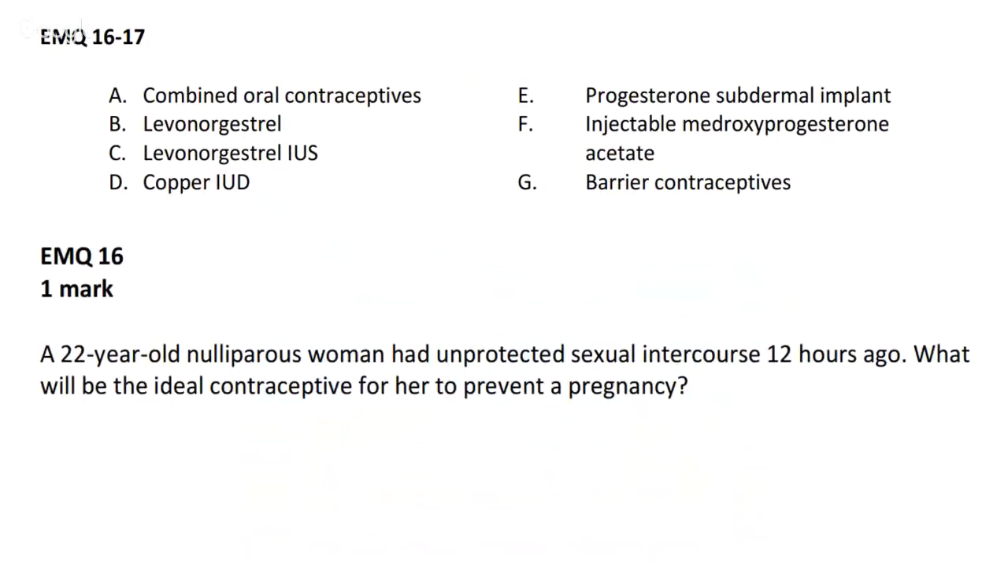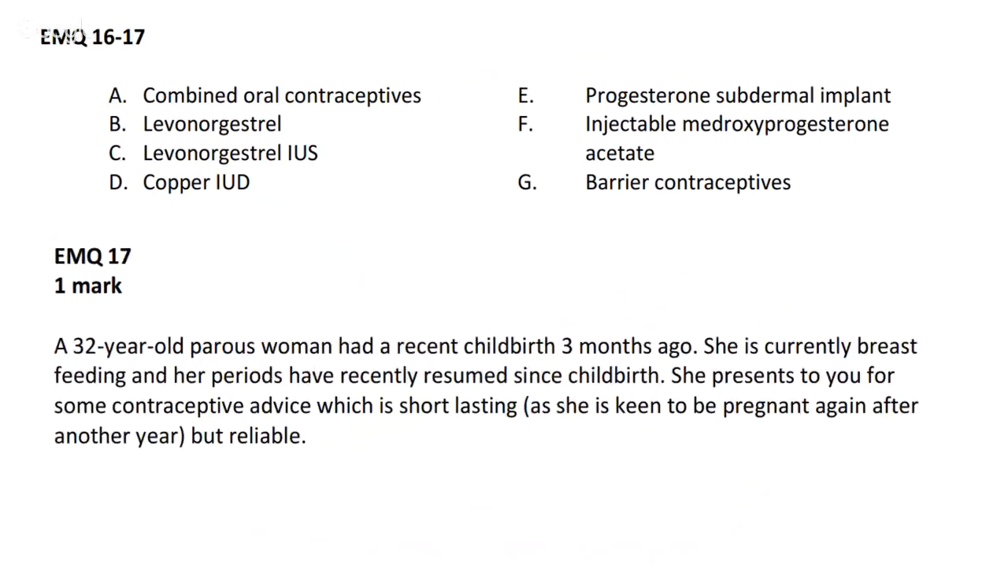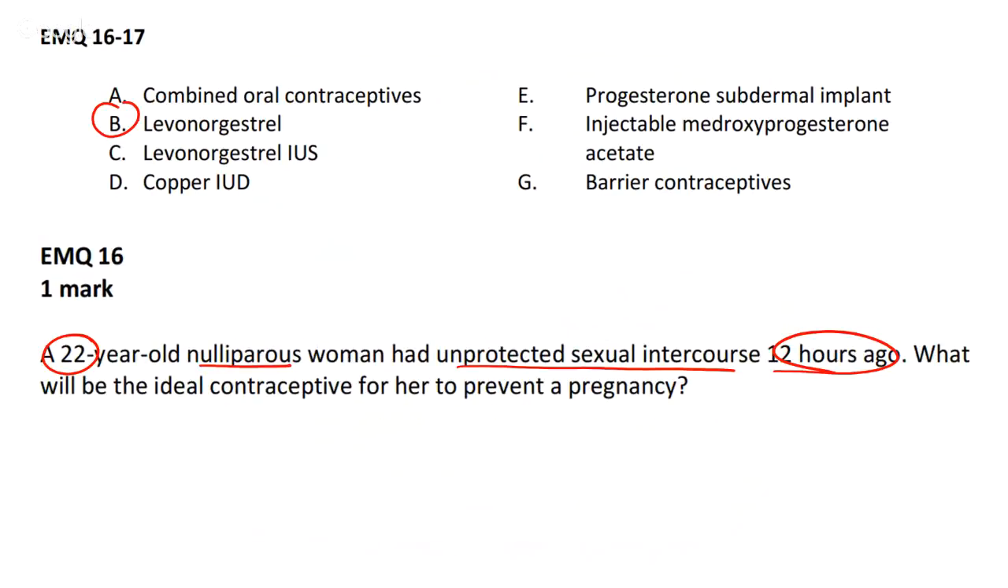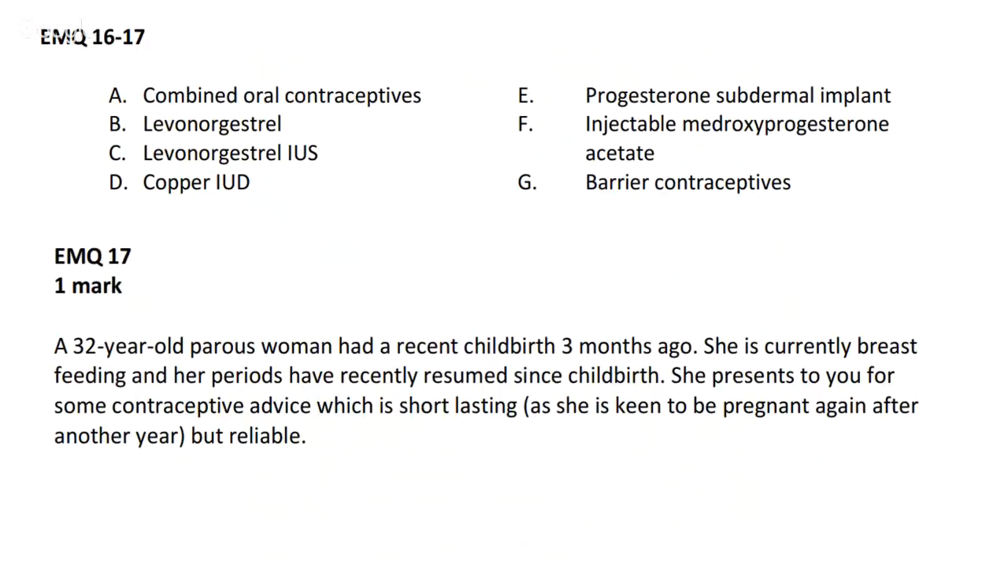All right. So, a 22-year-old, nulliparous, with unprotected sexual intercourse 12 hours ago. What do you give her? Yeah, so levonorgestrel. How many milligrams? What's the dose? Because you do need to know it. 1.5 milligrams. Almost. Close. Okay, a 32-year-old, childbirth 3 months ago, currently breastfeeding.